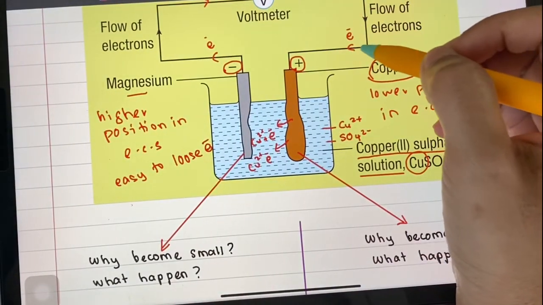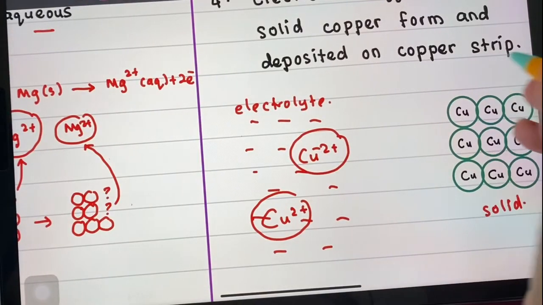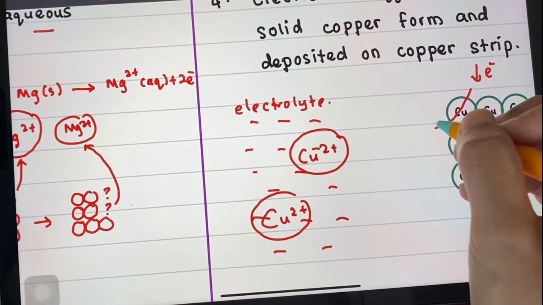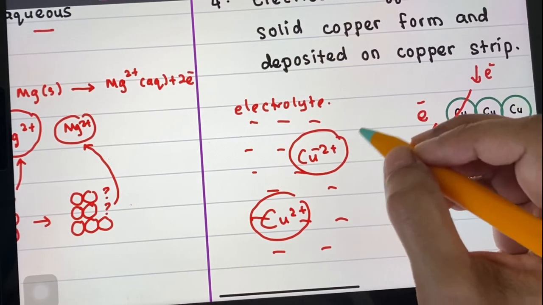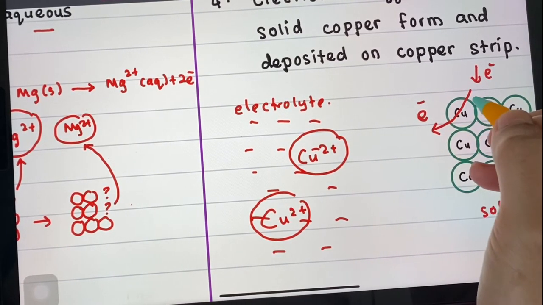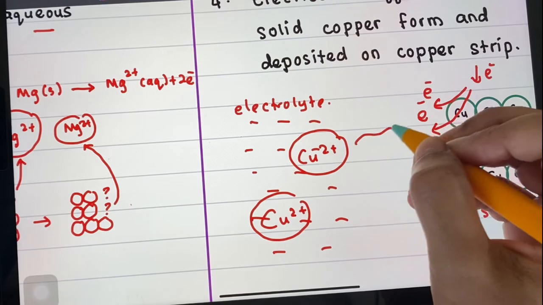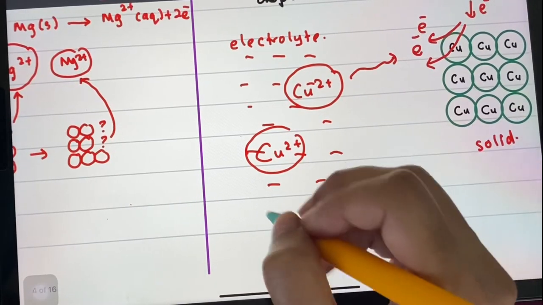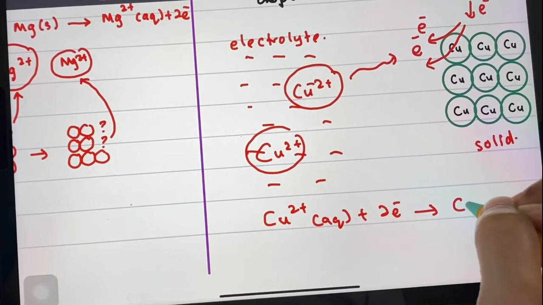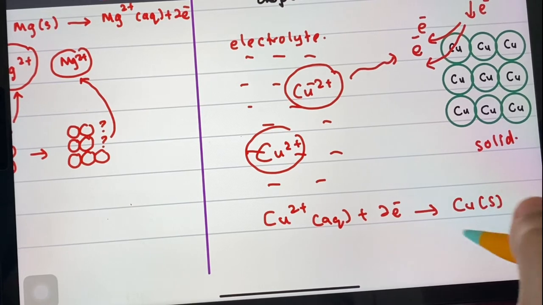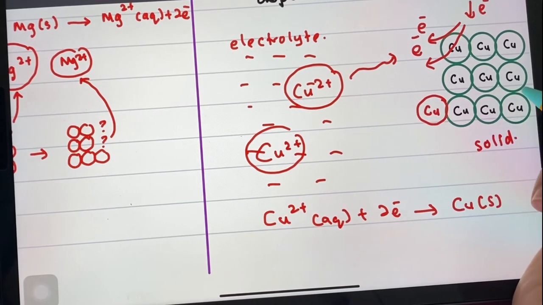Electrons travel from the external circuit, go to the copper, and then go out to our electrolyte. So the electron comes here, passes through the solid, and then our copper 2+ will attach itself to the electrons. How many electrons? It will attach to two electrons. So once our copper 2+ gets the electrons, what happened? Our copper 2+ in aqueous state plus 2 electrons becomes solid copper. So this copper will be deposited at our copper electrode.